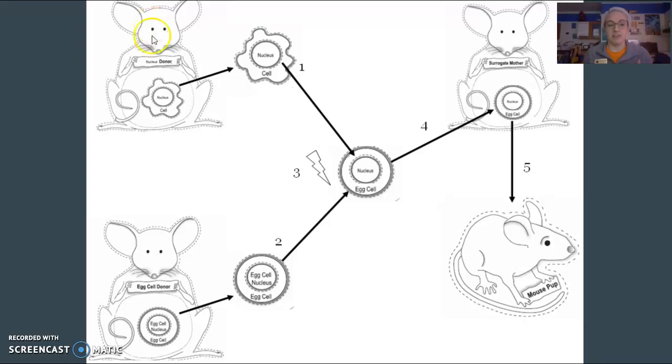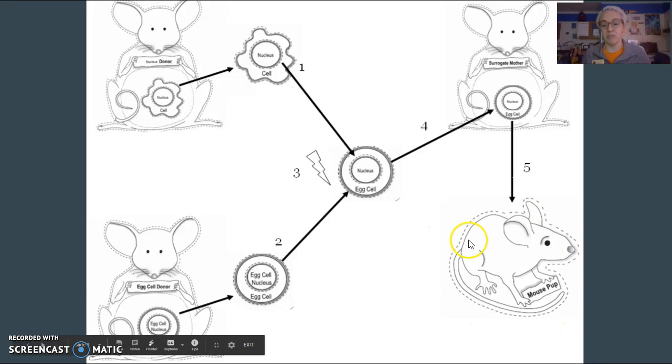So you have your nucleus donor, you have your egg cell donor. The egg cell from the bottom mouse and the nucleus from the top mouse get fused together with an electric shock. This embryo gets implanted into the surrogate parent. The idea here is you need to figure out what color mouse 5 is going to be. Remember where the cells are coming from or what is in the cells to be able to determine what color mouse number 5 or the mouse pup is supposed to be.